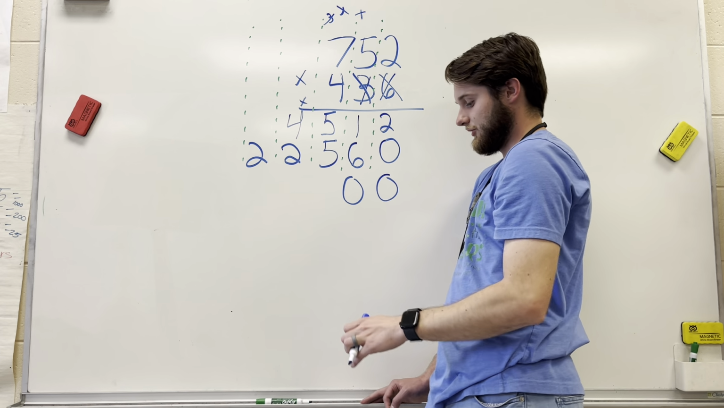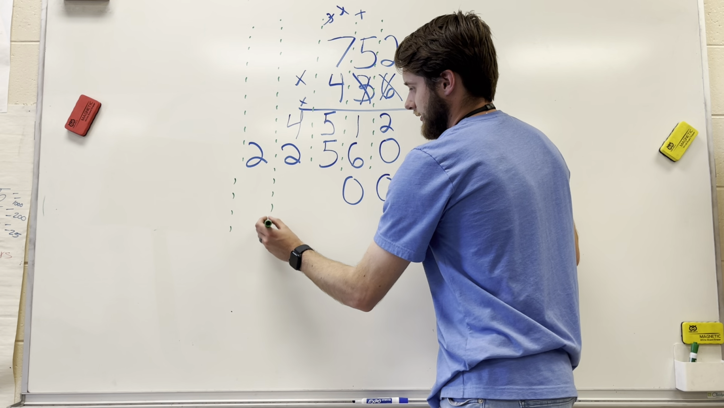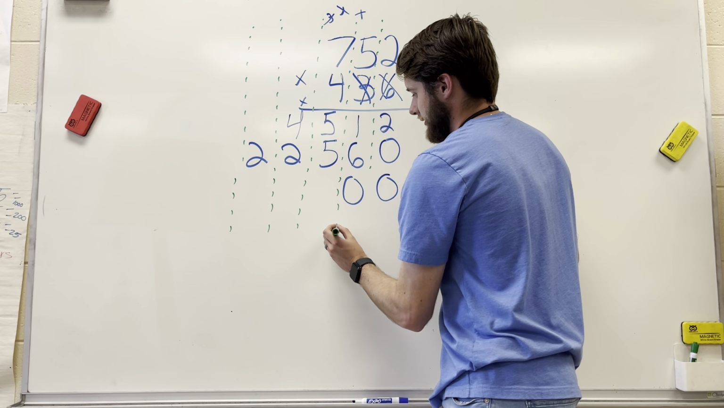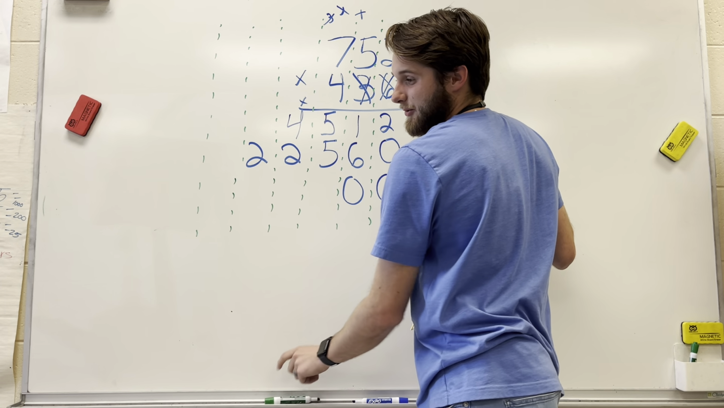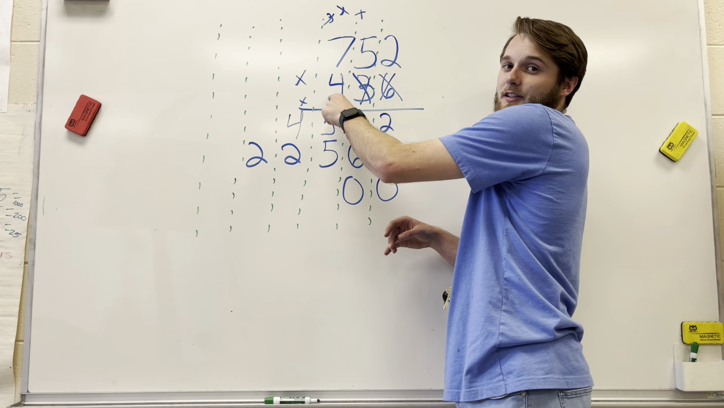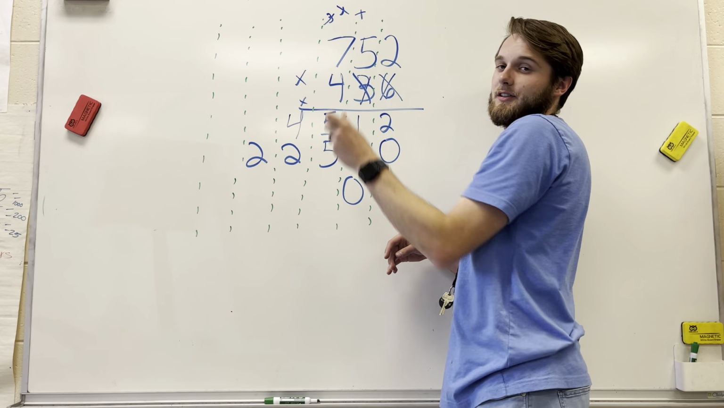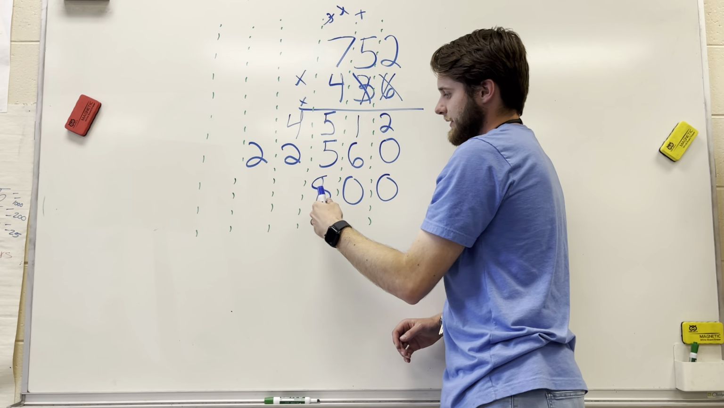So make sure you put those 2 zeros, and I'm going to extend my place values just a little bit. I might add one more because I anticipate we'll need it. Okay, let's look at this 4. Now we're going to multiply this 4 to every single number on the top. So 4 times 2 is 8. Make sure I'm in the hundreds row.